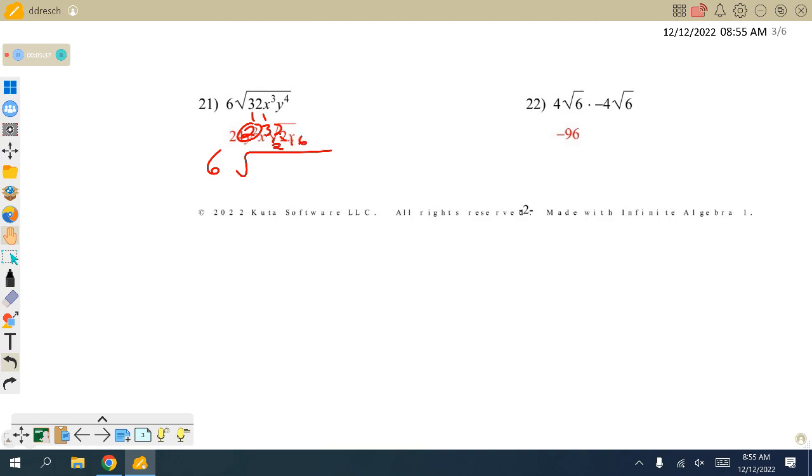32 then is what? 2 and 16. So I start to create a bunch of 2's, and then 16 continues on. And then x to the third, y to the fourth. I'm doing that same thing of looking for pairs. Pairs make perfect squares. So pair, pair, and I did not do something right. I got too many 2's. Because 32 is not perfect.